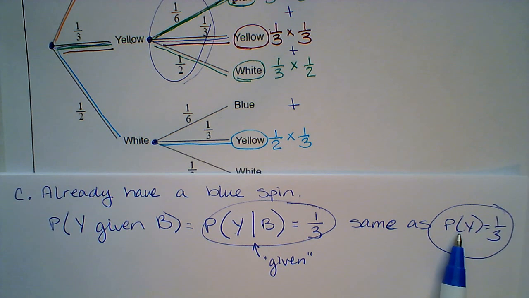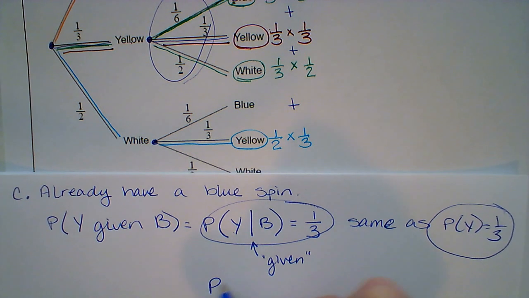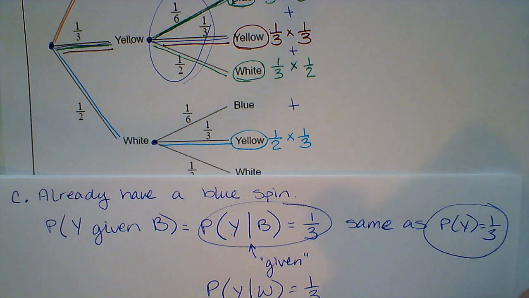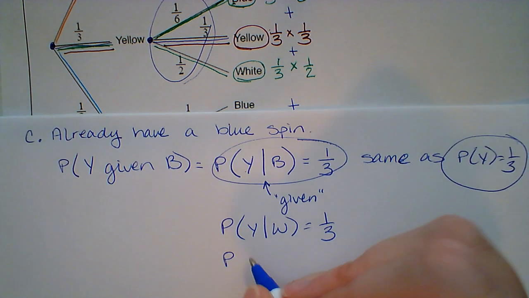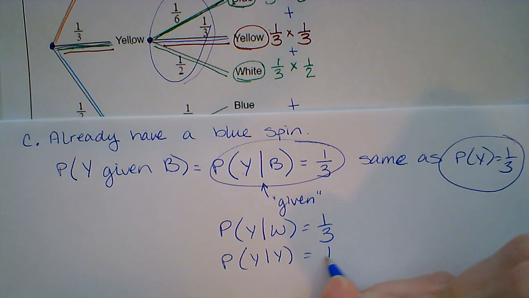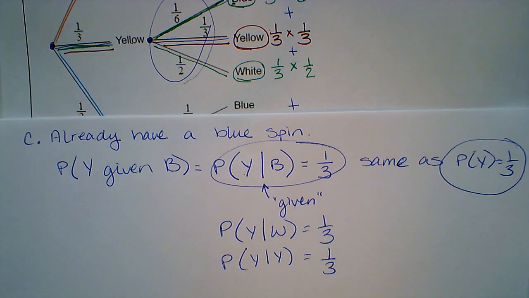The probability of spinning a yellow is 1/3. The probability of spinning yellow after spinning blue is also 1/3. Turns out the probability of spinning yellow after spinning a white is also going to be 1/3. The probability of spinning a yellow after spinning a yellow is also going to be 1/3. Because these are independent events, whatever happens first does not change the next probability. So, key points, those will come in more depth later on. That's kind of looking ahead.